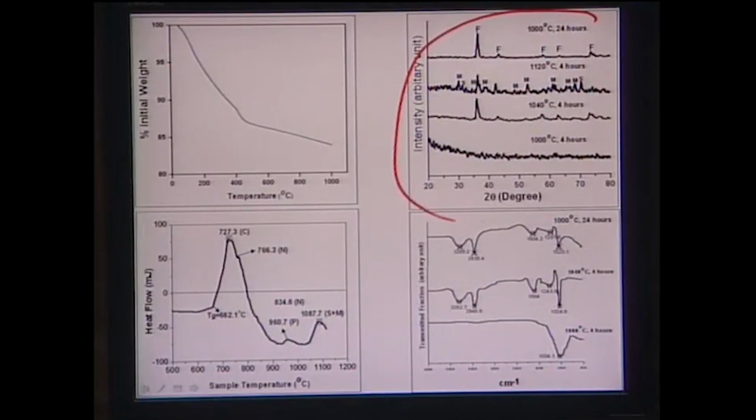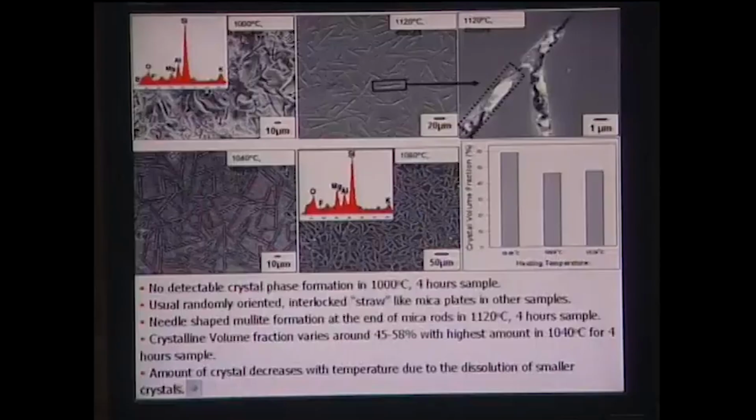Now this is your XRD spectra. What it shows is that you have a base glass here, with no crystalline peak. When you heat it at 1040 degrees Celsius, you do see the fluorophlogopite peak. If you heat it at 1120 degrees Celsius, you see the fluorophlogopite peak as well as M, that is the mullite peak.